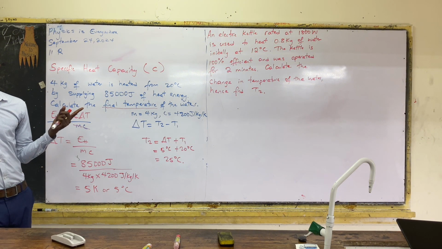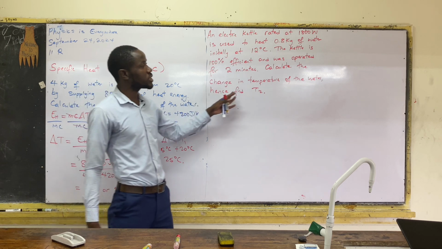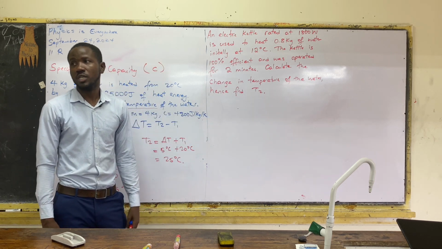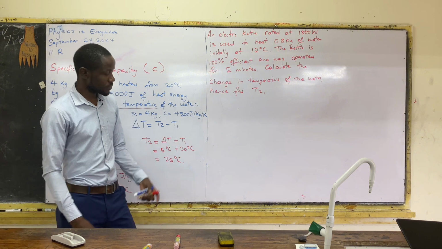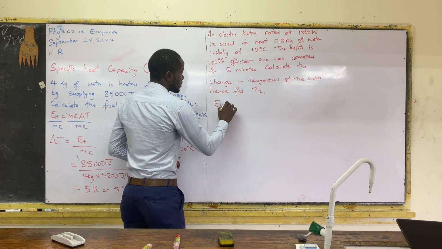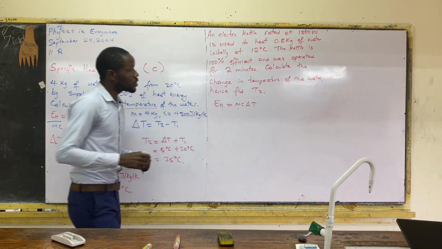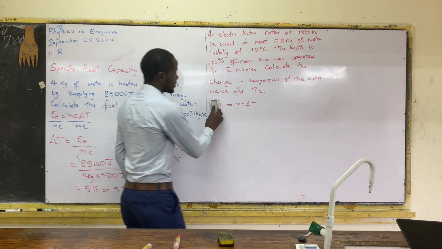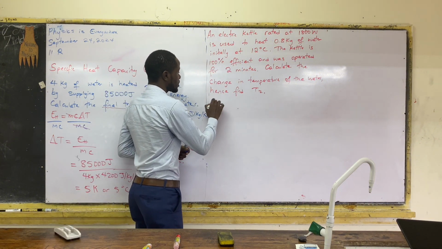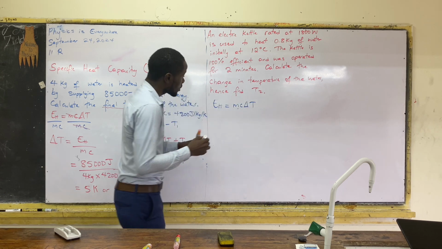All right, so we have this thing right here, right? And the examiner says we need to calculate the change in temperature of the water and hence find the final temperature. That's what the examiner wants us to do. So, again, we start off with the fact that EH is equal to MC delta T. So EH is equal to MC delta T. So that's what we have right there.